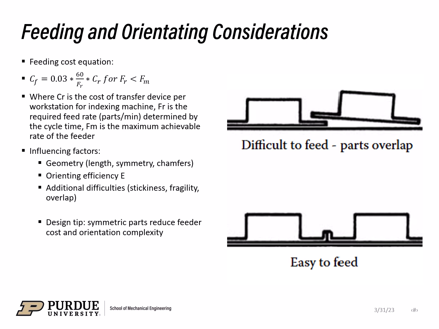So this is influenced by a couple factors. The first factor is your part geometry. So length, symmetry, chamfers, nesting, tangling, all of these things are going to directly impact your C sub r value.